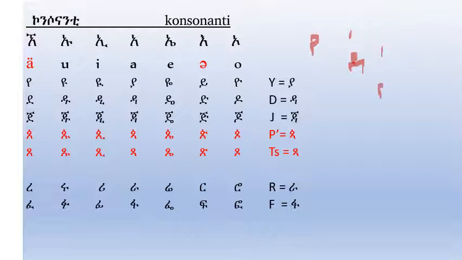Write a small p once. Now make it big. Then connect with this. Or you can do the same thing here. This is da. Then J: ja, je, jo. This is ja.